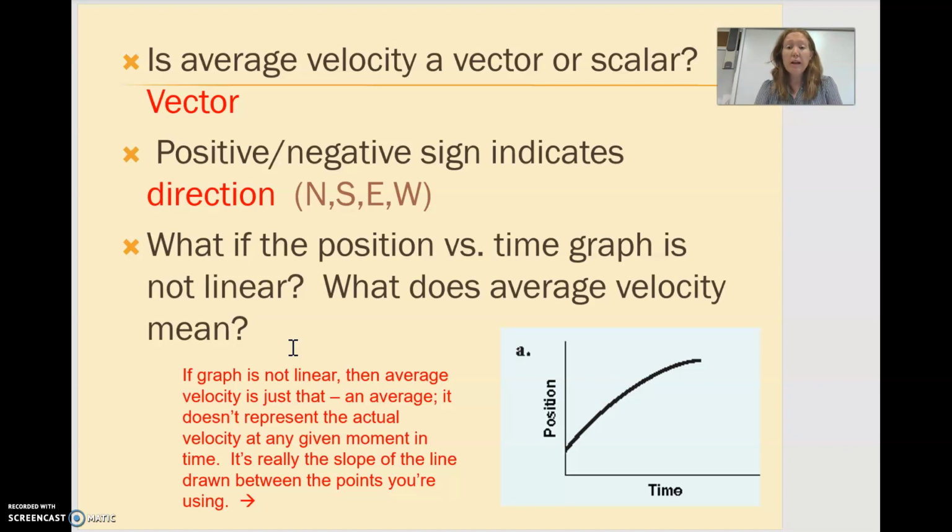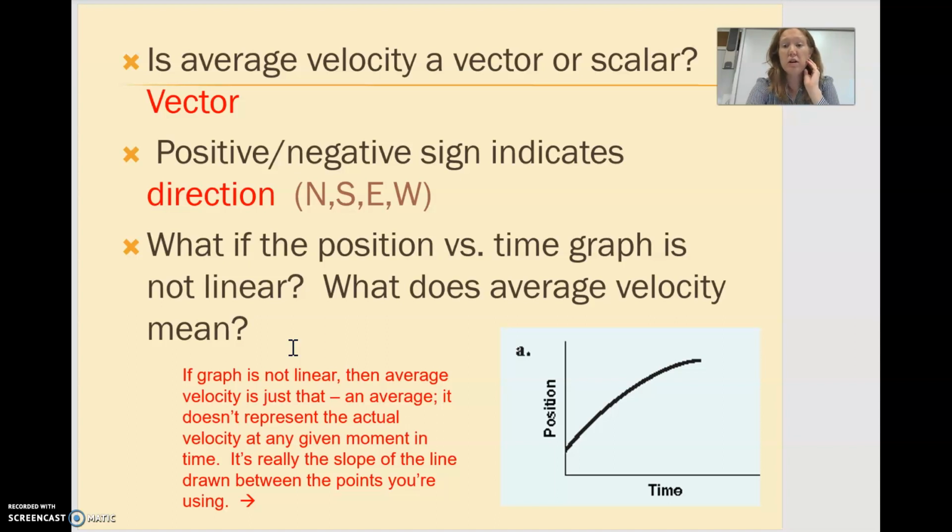Okay, but then what if the position time graph isn't linear, like in some of the videos that you studied, like the little ice puck going down the ramp or the rocket taking off, right? So you will see, if that's the case, that the position time graph might curve, like the one in this slide. So you can still take average velocity, but it just doesn't represent how fast that thing is moving at any particular time. It is just an average.